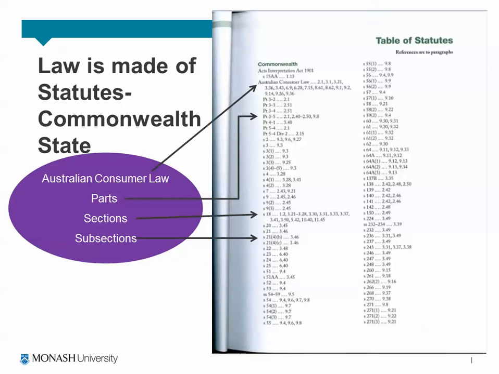This can be Commonwealth or state, and you will find that there is a table of statutes in the book following the table of cases. These are both at the front of the book. So, for example here, the Australian Consumer Law is one of the first ones mentioned. It is a Commonwealth Act, and it gives you a list of paragraphs in which it has been mentioned.